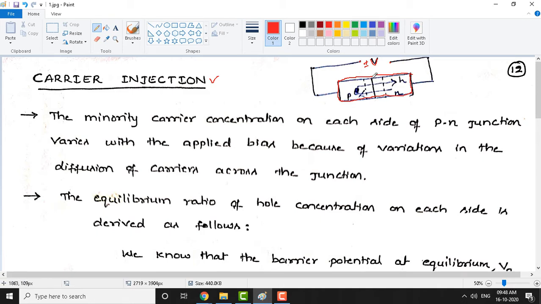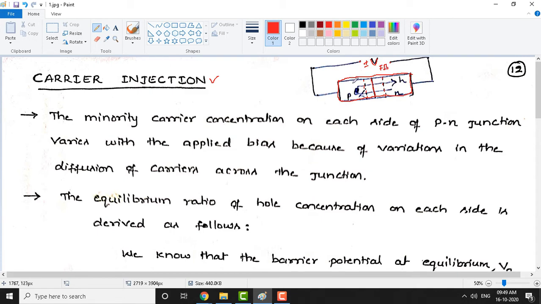And this thick line is the middle of the junction. This is the edge of the depletion region on the N side. This is the edge of the depletion region on the P side. Suppose we apply forward bias here, that means this voltage V is positive, forward bias.